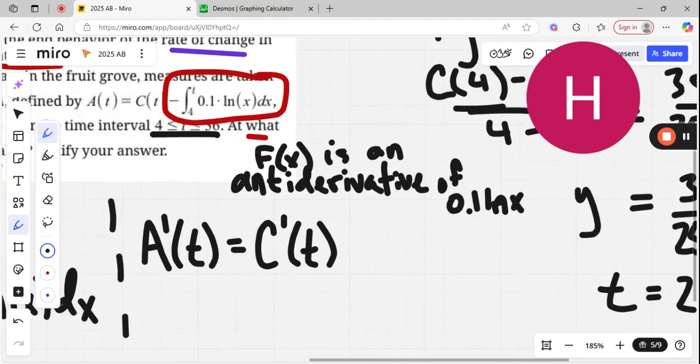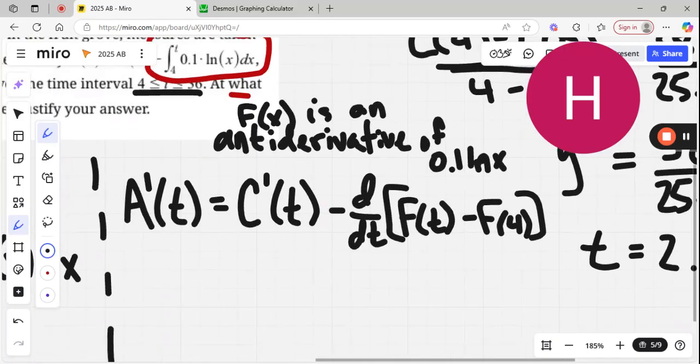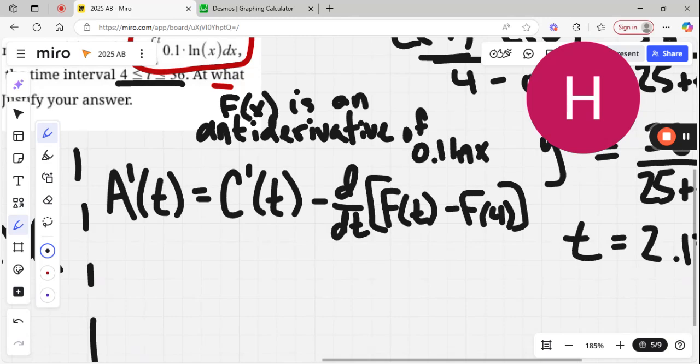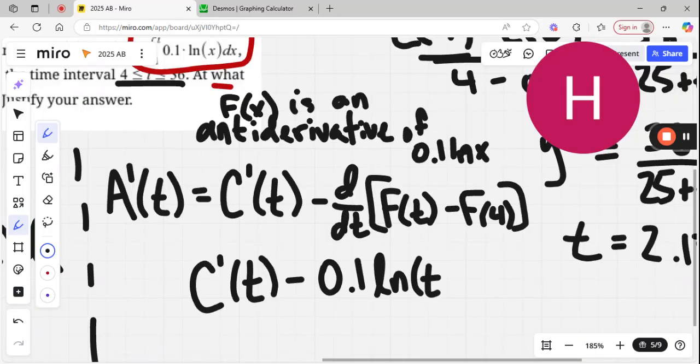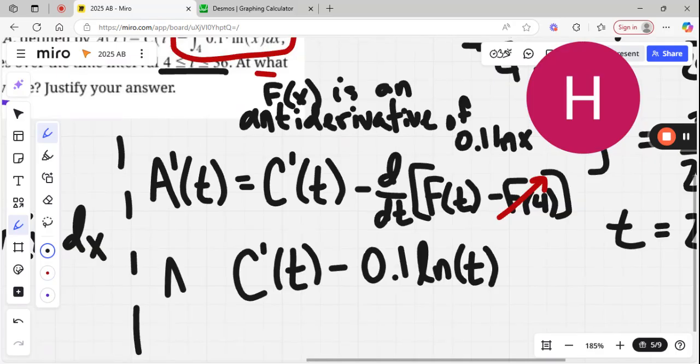So suppose that it is, then we're looking at the derivative with respect to time, technically, of F of t minus F of 4. That's using the fundamental theorem of calculus, I believe part 2. And so this is just going to turn into C prime minus 0.1 ln of t. That's because the derivative of capital F is just going to go back to ln times 0.1. But the derivative of this is a constant derivative, that's 0. All right, so here we have A prime of t.